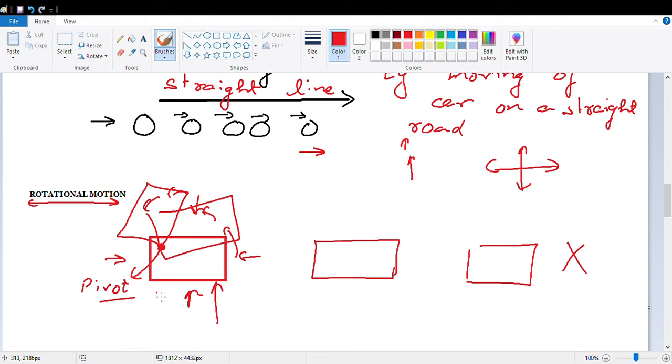This kind of motion is called rotational motion. When you apply the force, a turning effect is produced. The body will turn. Instead of losing its place, it will start to turn about the fixed point. This kind of motion is called rotational motion.